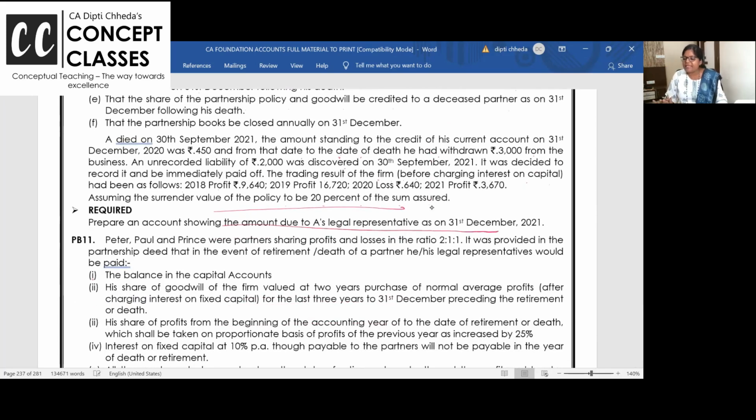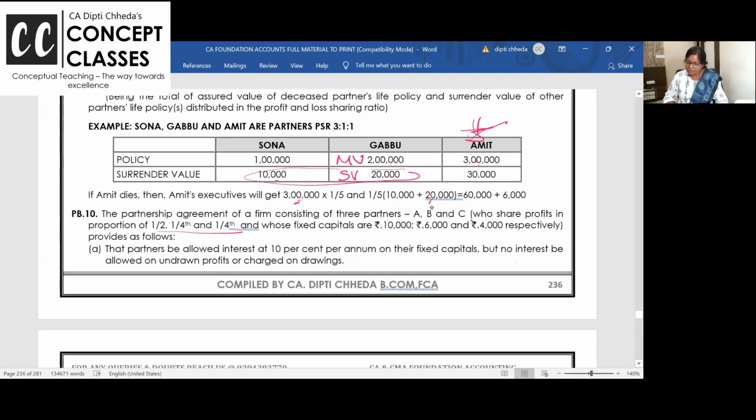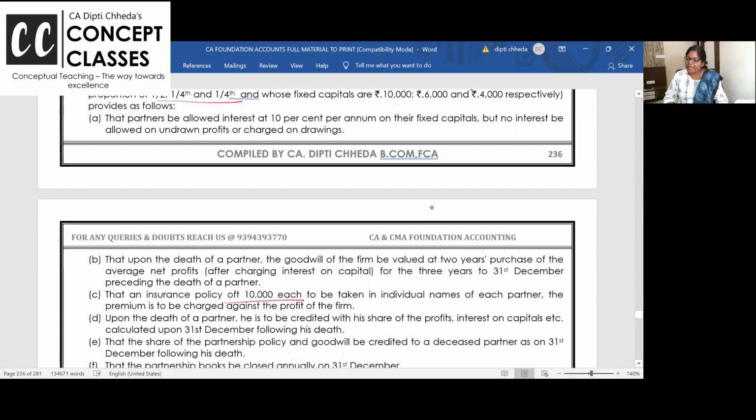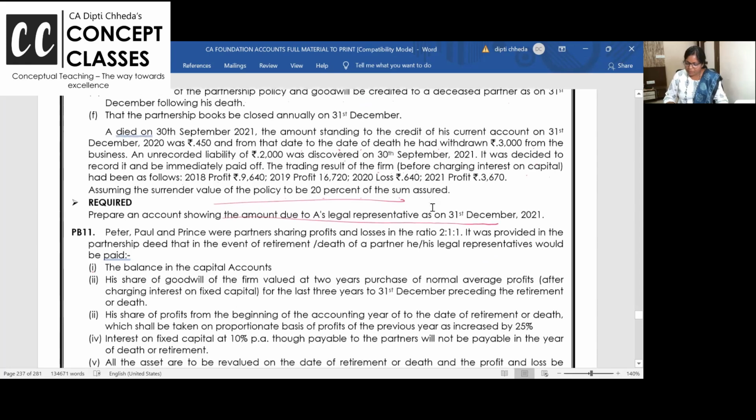Prepare account of A's legal representative. A का जो legal representative है उसको क्या क्या दोगे आप? Capital account, current account, what all details you will give. That's what we will calculate. ठीक है? Their fixed capital are given 10,000, 6,000 and 4,000. So fixed capital भी लिख लेंगे, current account also we will take and so on. Just one account only you have to prepare, A's legal representatives account. But for that you have to do all the working.